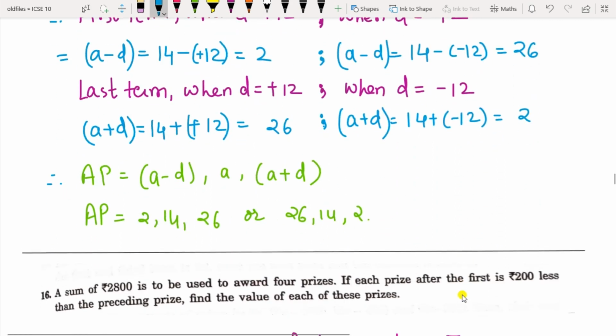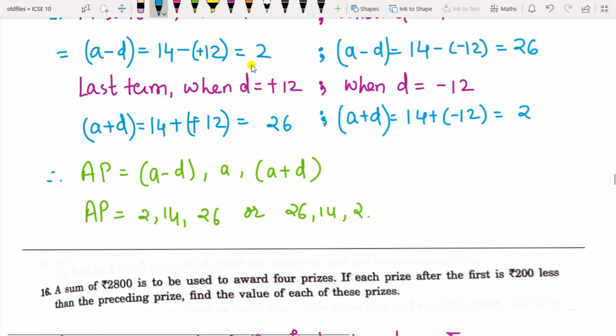So the AP will be, if you consider the value of D as positive, 2, 14 and 26, and if you consider the value of D as negative, it will be 26, 14 and 2. Okay.